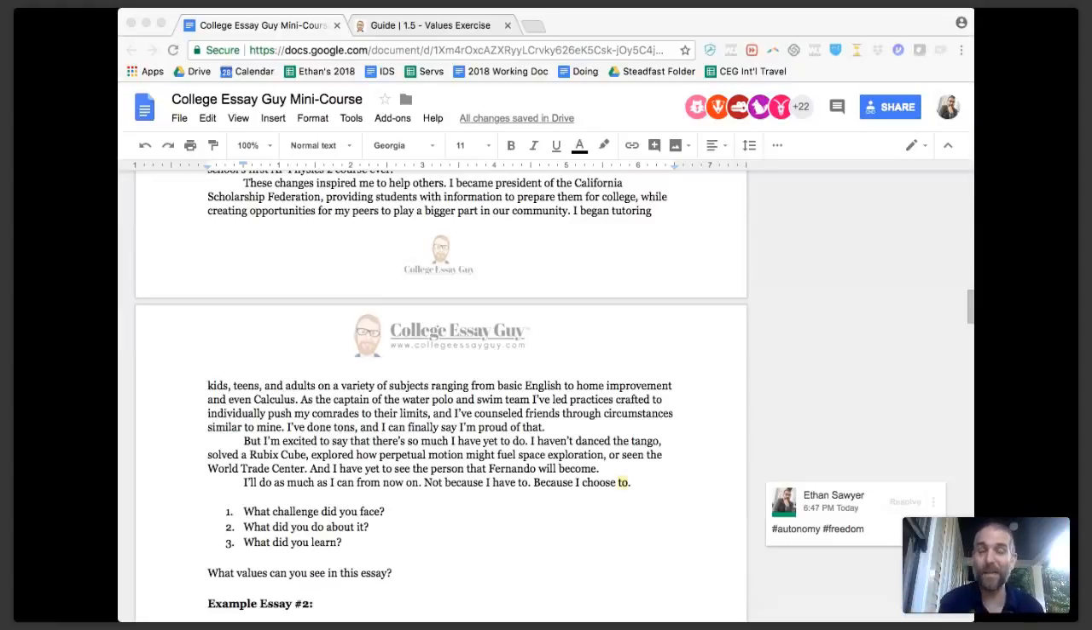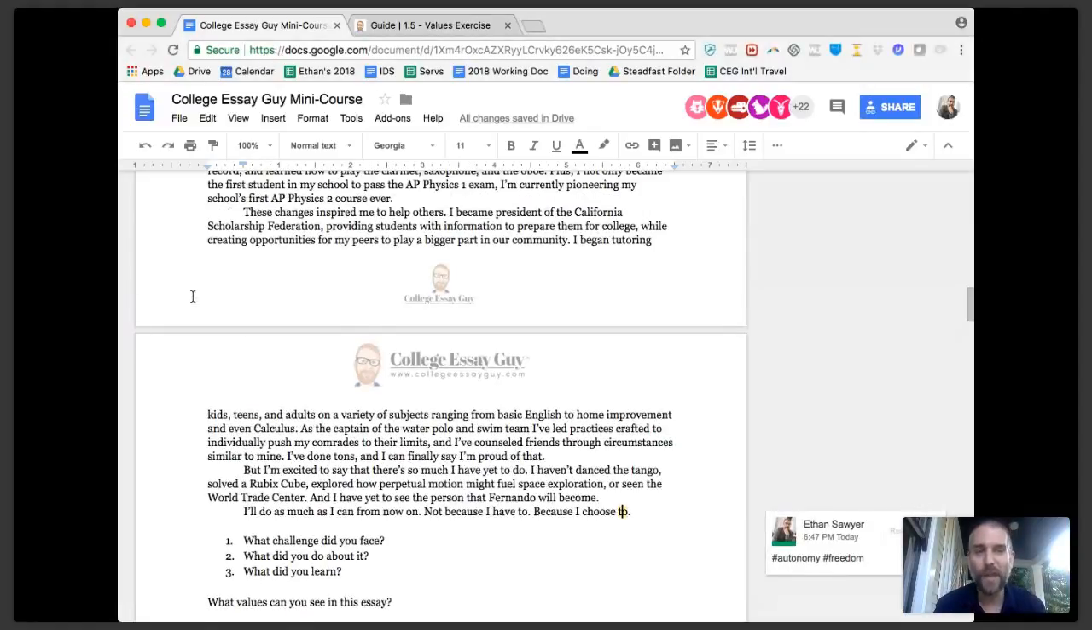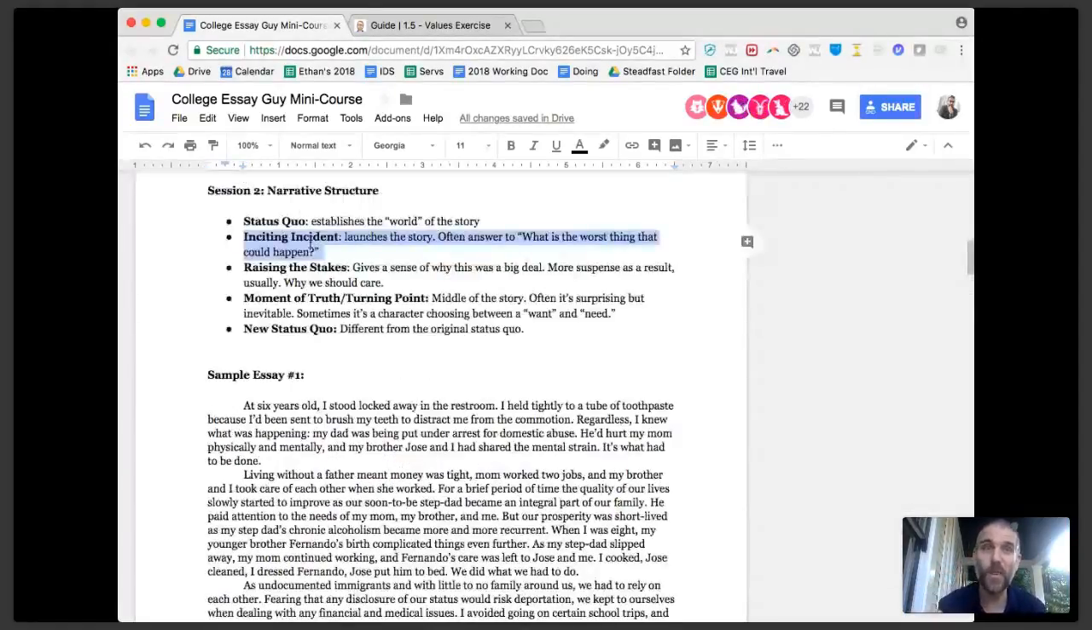I'm talking about, if you're using the narrative structure, basically establishing the status quo. Each of these guys had an inciting incident, a moment that launched their story. Raising of the stakes let us know why this thing was important. Turning point was the moment they decided they were going to do something different or do something about it.